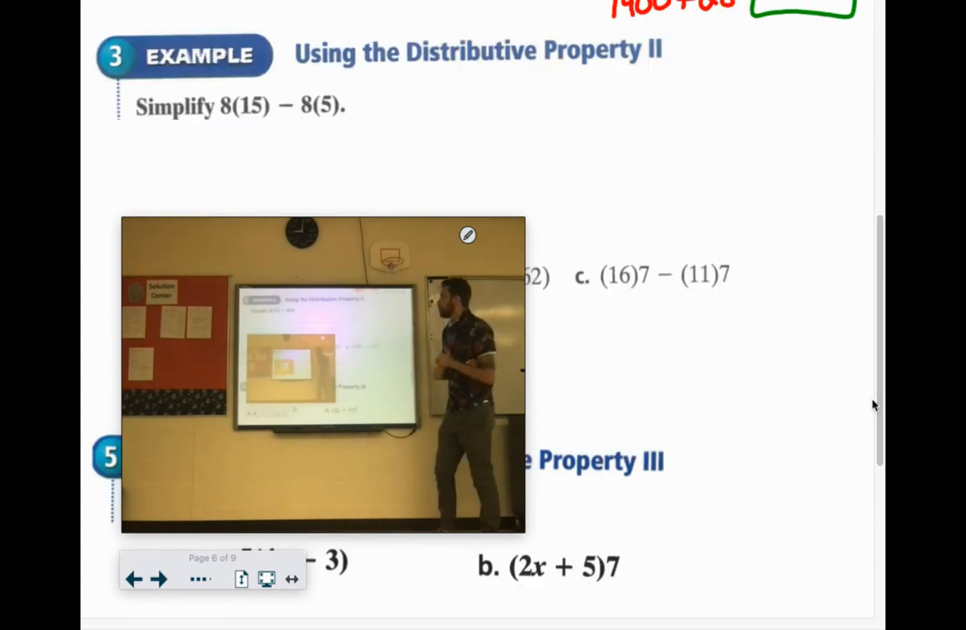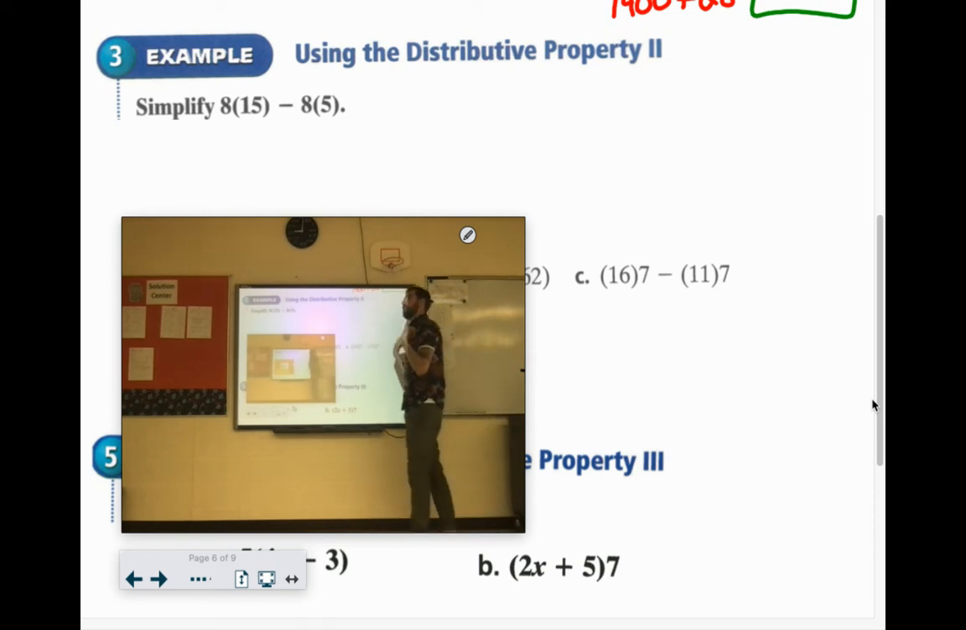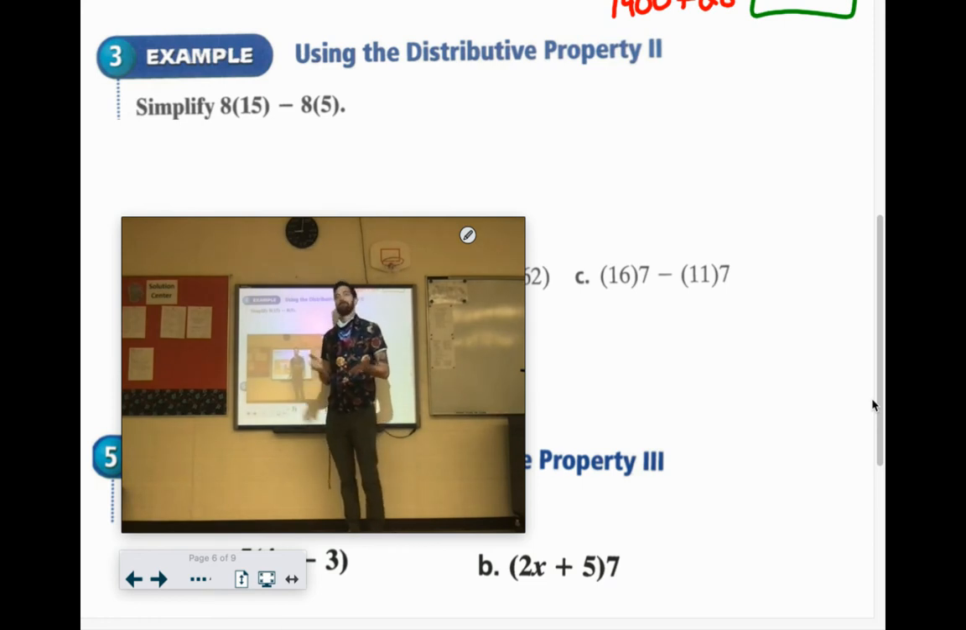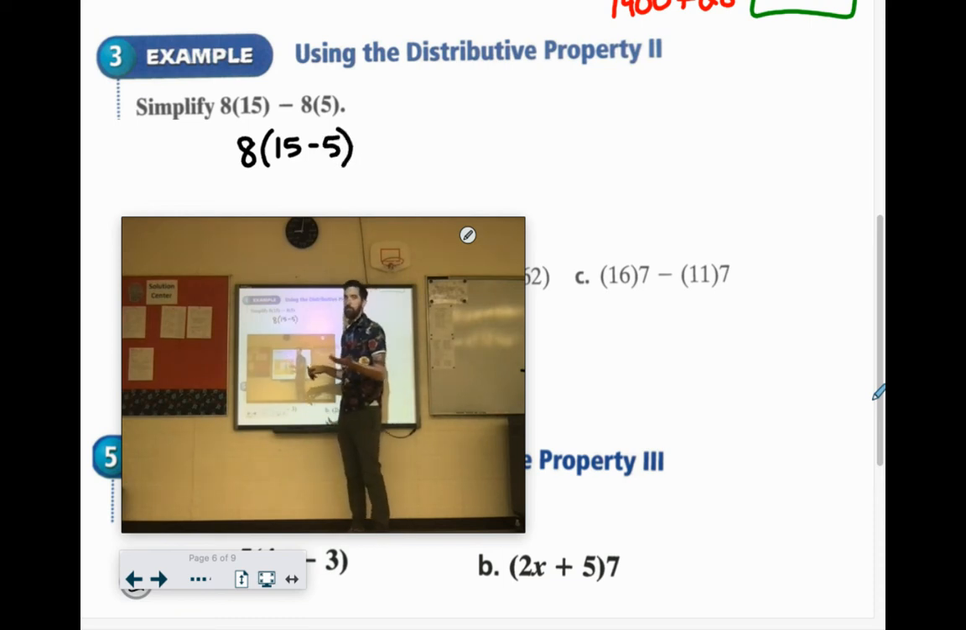Using the distributive property, simplify 8 times 15 minus 8 times 5. Do you see how they're both being multiplied by 8? Great. You're not going to typically see problems like this written from me, because here's what they want you to do. They want you to say they're both 8, so the product of 8 times 15 minus 8 times 5 is the same as 8 times (15 minus 5). Now this is a simpler problem for most of us because 15 minus 5 is 10, and then 8 times 10 would give us 80.